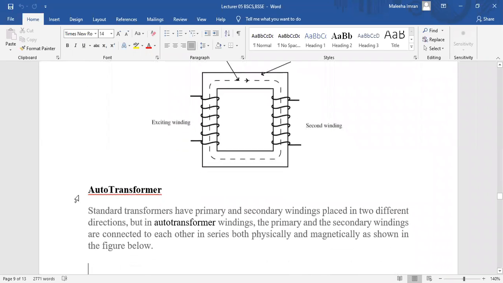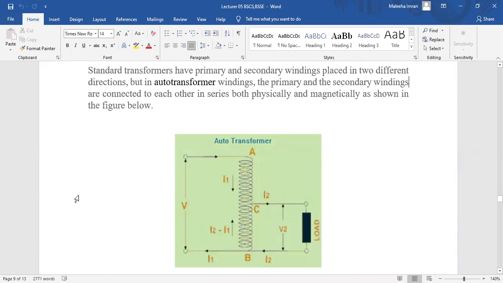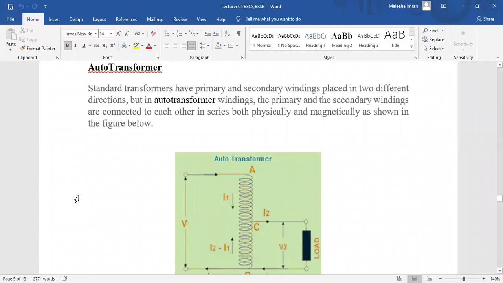Now we have the auto transformers. In the case of the standard transformer, we have the primary and the secondary winding placed in two different directions. और उसमें आप देखेंगे कि आम ट्रांसफार्मर्स के अंदर आपकी एक प्राइमरी कॉइल है और एक सेकेंडरी कॉइल है. उन दोनों को आप डिफरेंट डायरेक्शन में वाइंड करते हैं. मीन कि अगर आप एक कॉइल क्लॉकवाइज वाइंड कर रहे हैं तो दूसरी कॉइल को आप एंटीक्लॉकवाइज वाइंड करेंगे. But in the case of the auto transformer winding, the primary and the secondary winding are connected to each other in series.